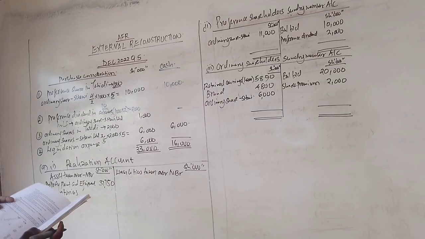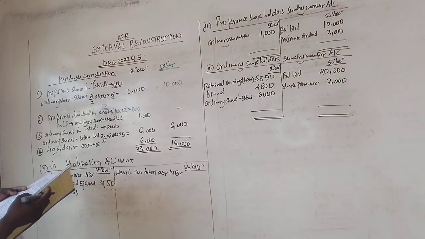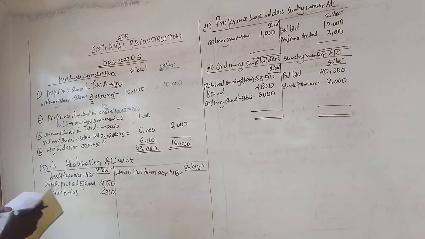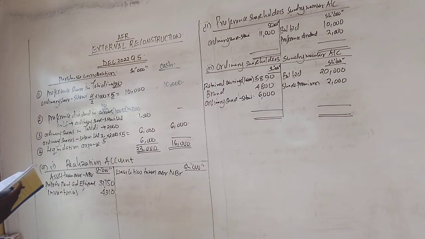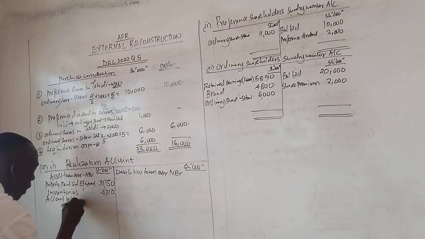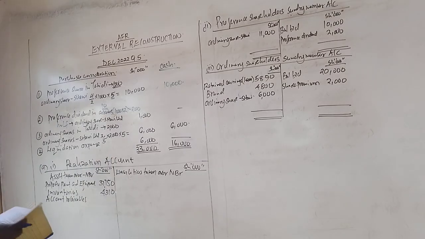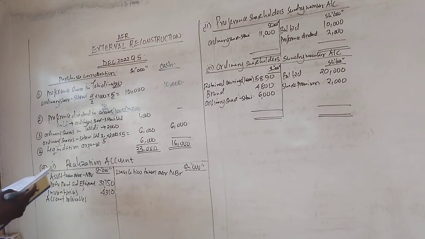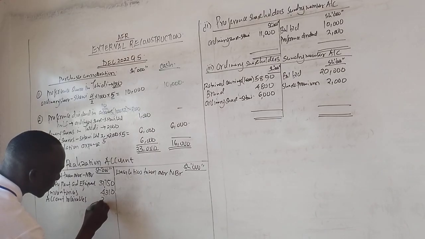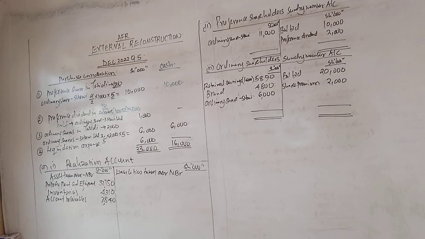Then the next one is inventories. Inventories also are taken over, and the amount is 4,310. Then the next one we have is account receivables. Account receivables were worth 3,840.